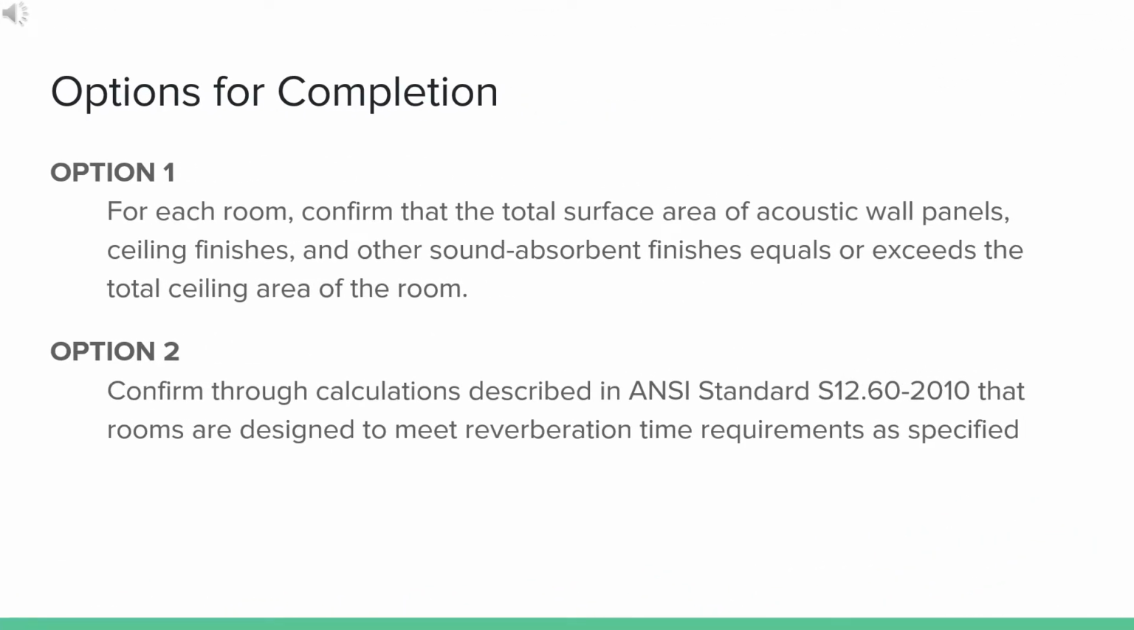There are 2 options for completion of this prerequisite. In option 1, for each room, confirm that the total surface area of acoustic wall panels, ceiling finishes, and other sound-absorbent finishes equals or exceeds the total ceiling area of the room. For option 2, confirm through calculations described in the ANSI Standard S12.60-2010 that rooms are designed to meet reverberation time requirements as specified.